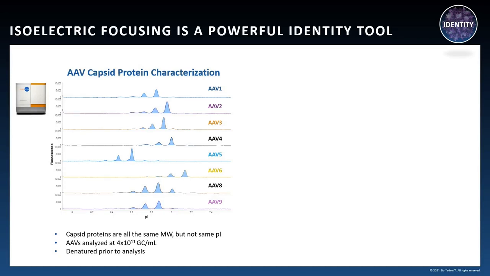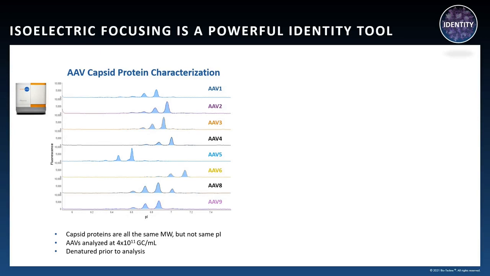We first assessed the applicability of the capsid protein IEF assay to a variety of AAV serotypes. These included AAVs 1, 2, 3, 4, 5, 6, 8, and 9. These samples were denatured and diluted to 4 times 10 to the 11th GC per mL for analysis. For all 8 serotypes, a minimum of 3 peaks can be seen, and in several serotypes, up to 5 peaks are readily quantifiable. Each serotype not only has its own unique series of peaks, but its own pI values and peak ratios, showing that the method can be used as an identity assay.